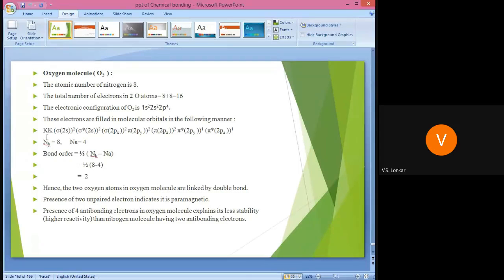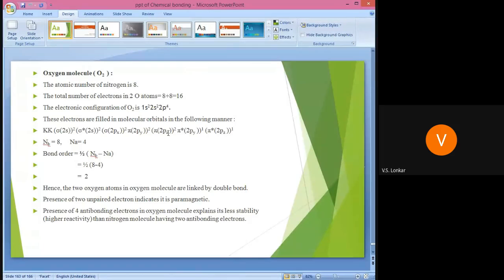See, KK represents the inner shell. You can also write sigma 1s2, sigma star 1s2. That star represents the antibonding molecular orbitals. Got it? So KK represents sigma 1s2, then sigma star 1s2. Then sigma 2s2, sigma star 2s2, sigma 2px2, pi 2py2, pi 2pz2, pi star 2py1, and pi star 2pz1.